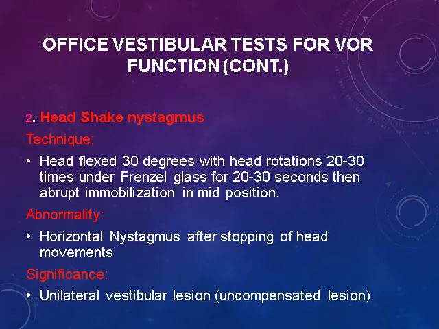Abnormally we will find horizontal nystagmus, about 3 or 4 beats to the right or to the left, and this will signify a unilateral vestibular lesion. This can happen either in the acute phase, or we can see it also in the case of an uncompensated peripheral vestibular lesion.